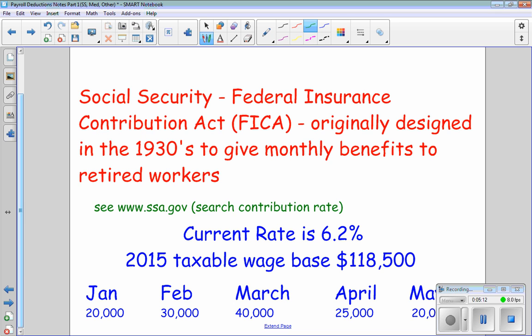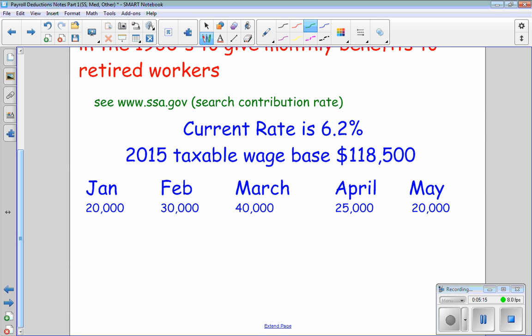The current rate right now is 6.2%, and the 2015 taxable wage base is $118,500. What is a taxable wage base? A taxable wage base is the amount that is taxable. Anything over $118,500 does not get taxed Social Security tax. That makes sense? So at $118,001, that dollar does not get taxed. You have to pay tax up to $118,500.